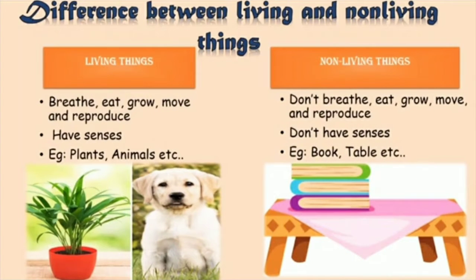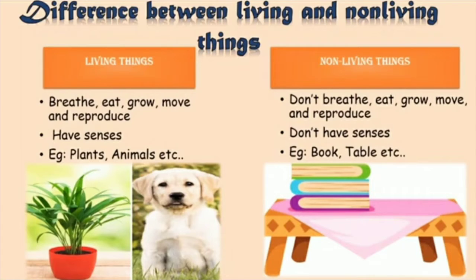Children, there are many kinds of plants and animals around us, isn't it? We can see them. Now, children, they show some similarities and some differences, isn't it? Yet, with the help of certain features, we can tell that they are all living things. So, let us see first these differences between living and non-living things.